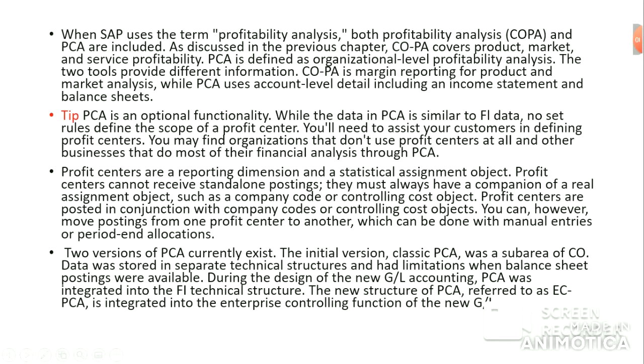Profit centers are a reporting dimension and a statistical assignment object. Profit centers cannot receive standalone postings. They must always have a companion of a real assignment object such as a company code or controlling cost object. Profit centers are posted in conjunction with company codes or controlling cost objects. You can, however, move postings from one profit center to another, which can be done with manual entries or period end allocations. Two versions of profit center accounting currently exist.